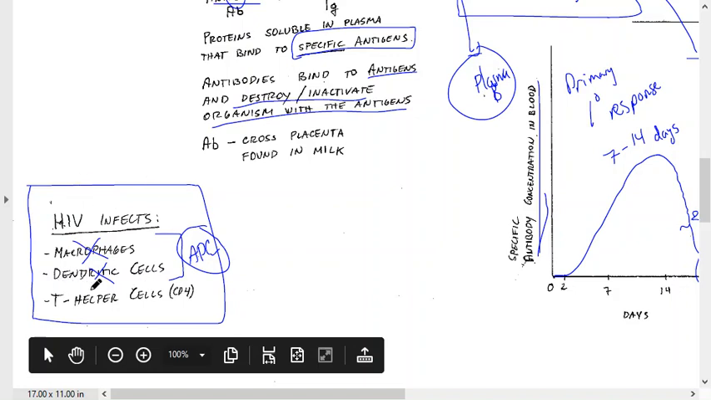The other thing is that HIV will infect T helper cells themselves, and they can't produce cytokines that way either. So I'll go ahead and write that. No cytokine production.